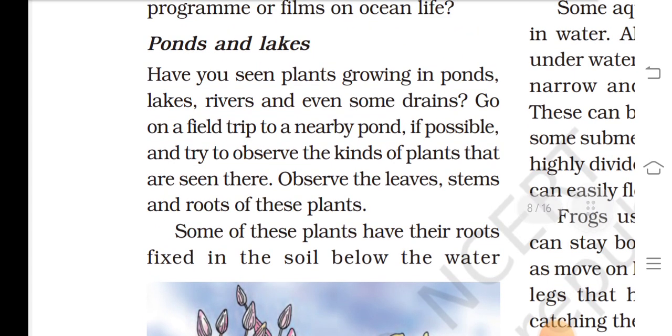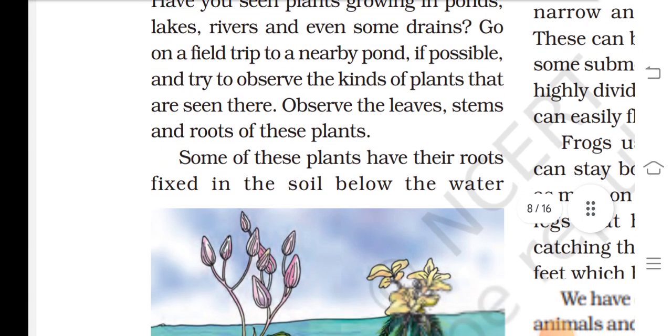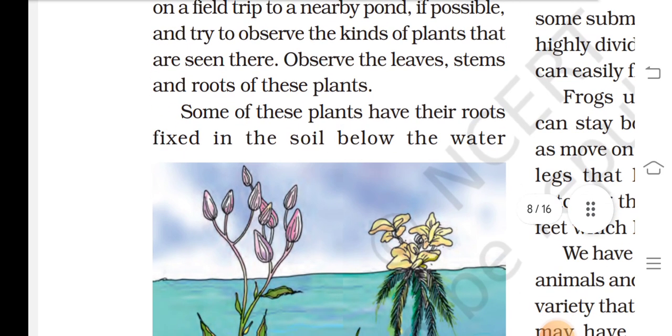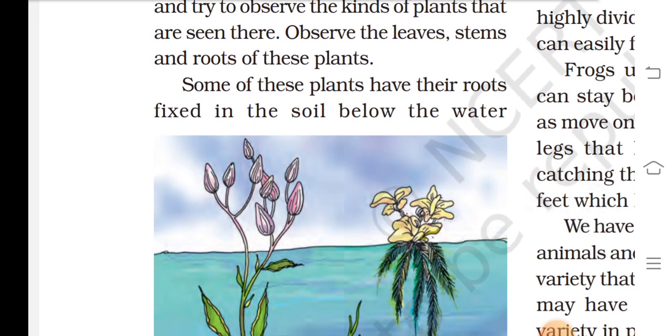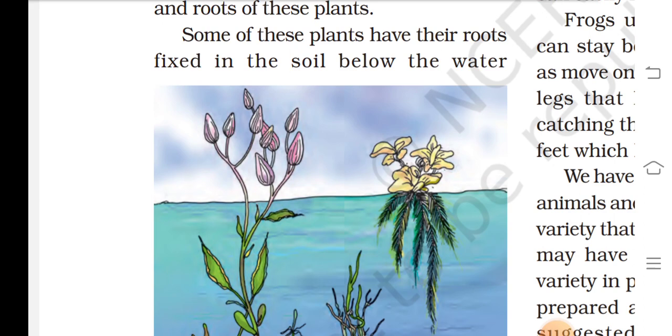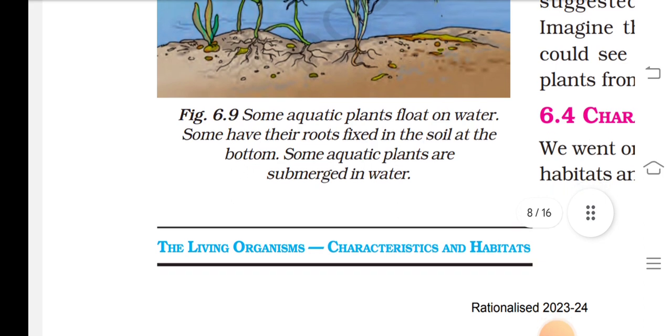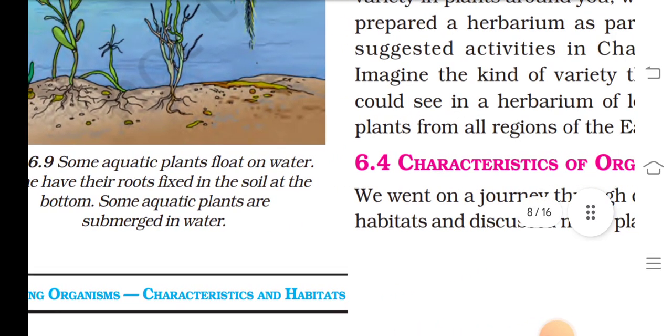Ponds and lakes. Have you seen plants growing in ponds, lakes, rivers, even some drains? Go on a field trip to a nearby pond if possible and try to observe the kind of plants that are seen there. Observe the leaves, stem and root of these plants. Some of these plants have their roots fixed in the soil below the water. Some aquatic plants float on water, some have their roots fixed in the soil at the bottom. Some aquatic plants are submerged in water.